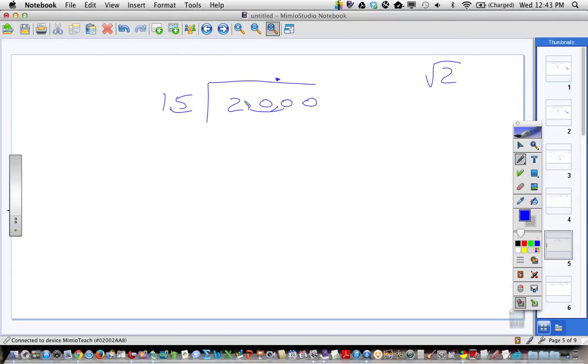15 goes into 20 one time. 15 into 50 3 times, 45. 50. Okay, it's going to be 3 repeating. Now, what were we hoping would come out there? The same number, 1.5, right? We were hoping 1.5 would come out, but it didn't.